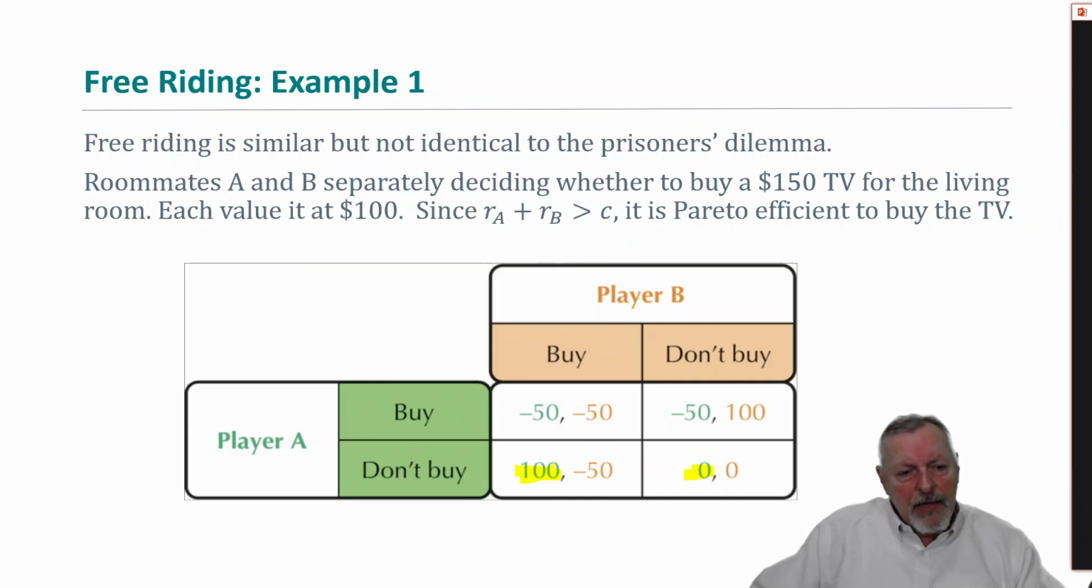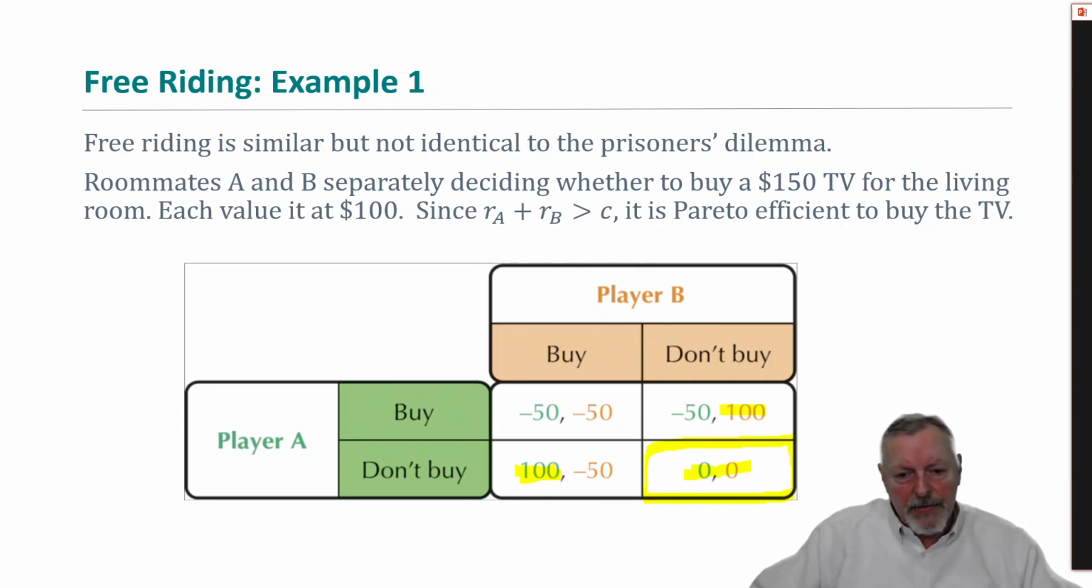For player A, don't buy is a dominant strategy. Player A should not buy no matter what player B does. These numbers are symmetrical, so you can see there's the same issue for player B. Player B should not buy no matter what player A does.